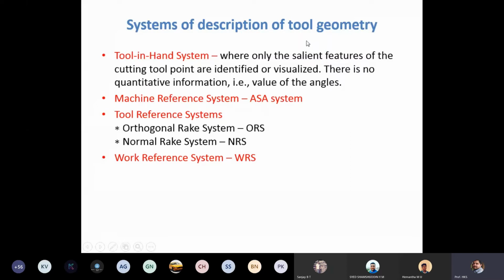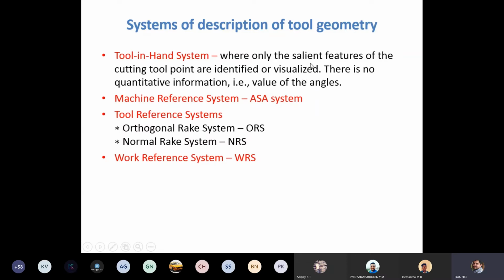This tool geometry can be visualized in different ways, so based on that we have different systems to describe the tool geometry. One of those systems is the tool in hand system. If you hold a cutting tool in hand and visualize its details, that is the tool in hand system. It is a system where only the salient features of the cutting tool point are identified or visualized.